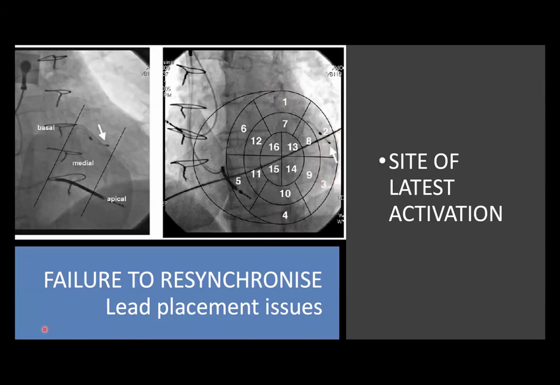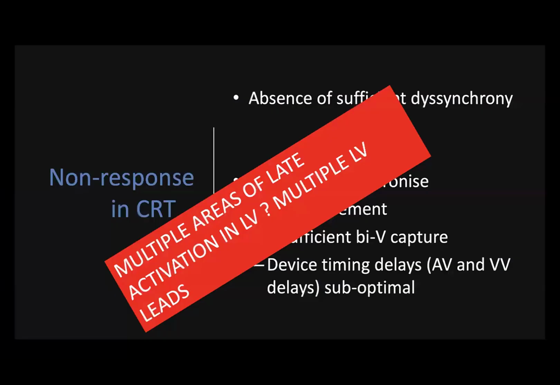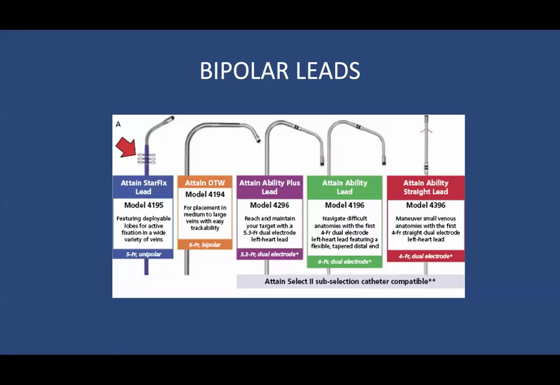And this is usually the site of latest activation, and this is essentially where most of us are aiming to put our device, our lead. So lead placement issues are important. The Target HF study demonstrated that there are, in many cases, multiple areas of late activation in the left ventricle. And in some cases, the need for multiple leads to resynchronize has been studied with varying degrees of success. But going back to the technology, the device originally was set up with unipolar leads.